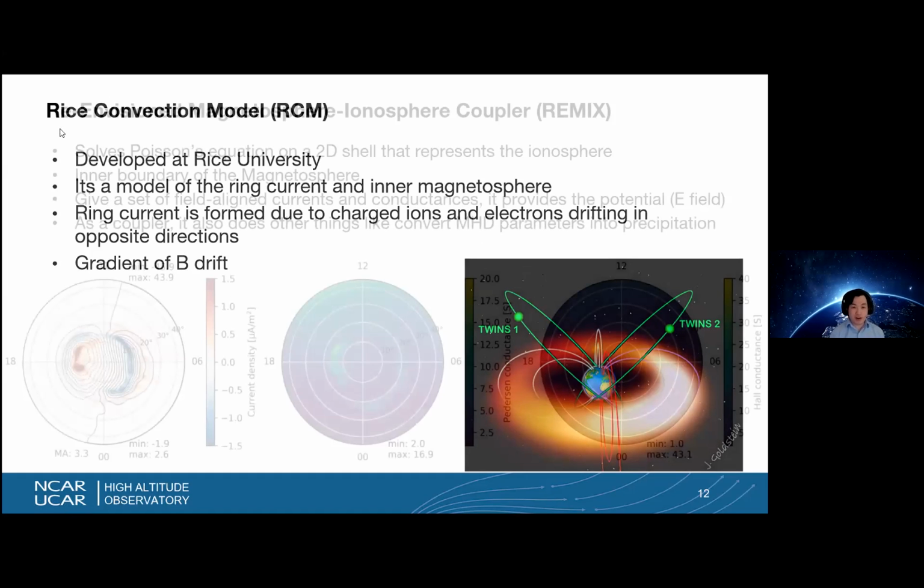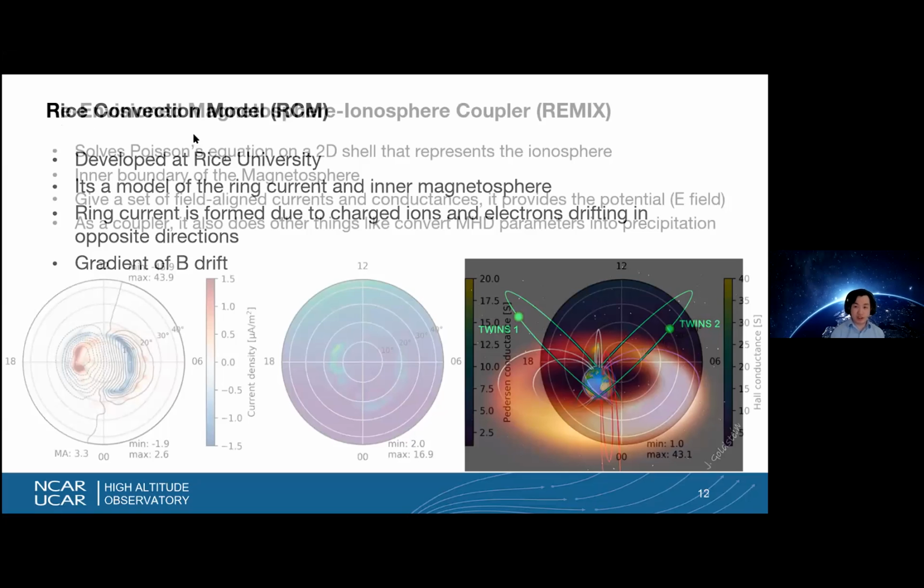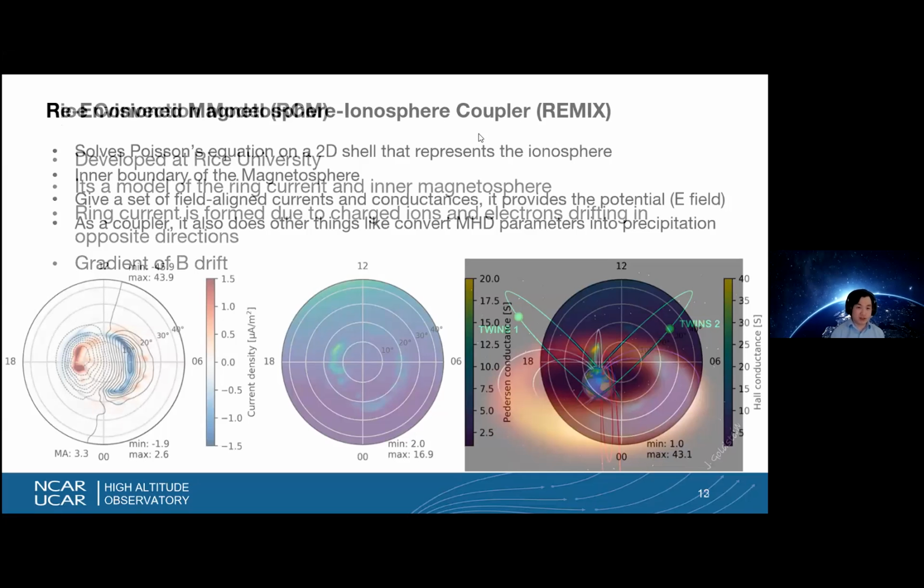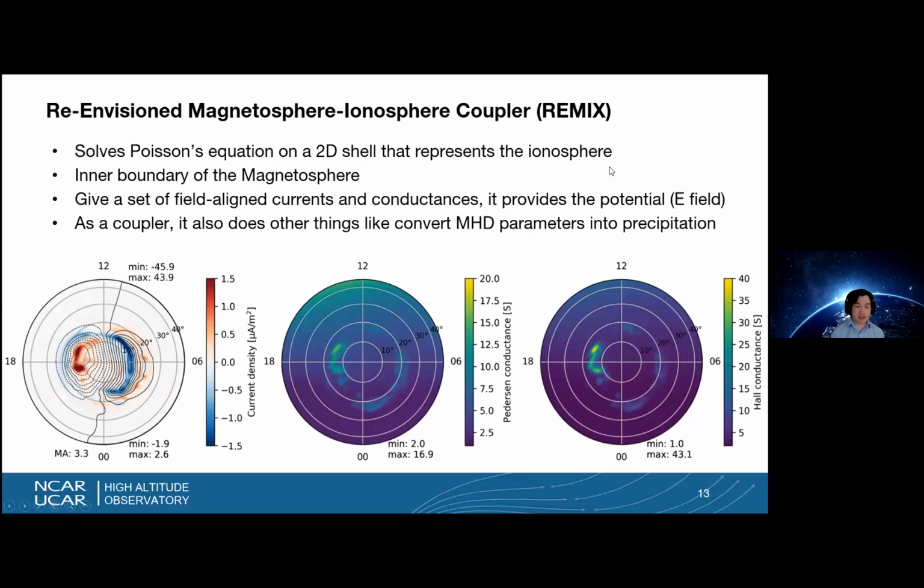All right, so the next part is REMIX, which is the Rice Convection Model-era re-envisioned magnetosphere ionosphere coupler. So similar to RCM, it's just a 2D shell that represents the ionosphere. So you pick a height of about 100 kilometers, you make a 2D shell around the Earth, and then you say that's the entire ionosphere. It's not this complex 3D structure, it's just this simple 2D shell in which all currents in the magnetosphere will close. So all currents will enter the ionosphere on the shell, close across the shell, and then exit.